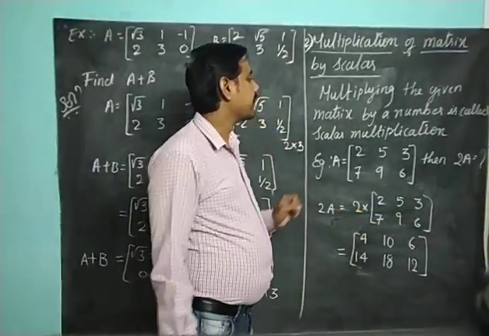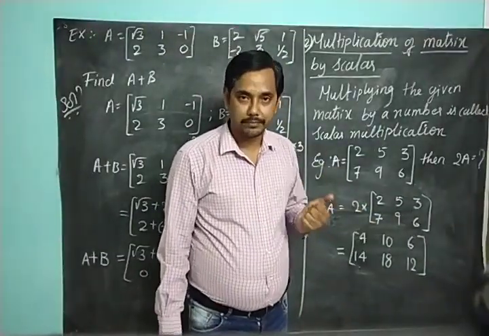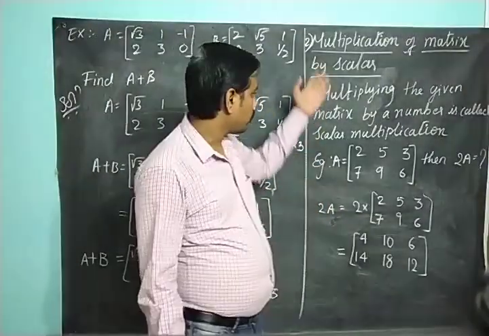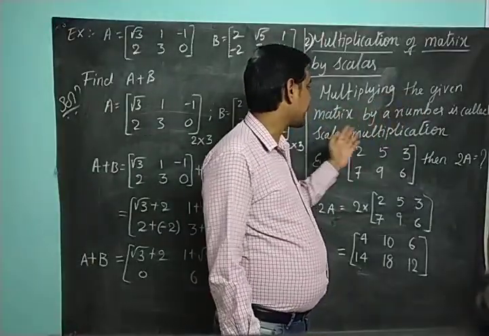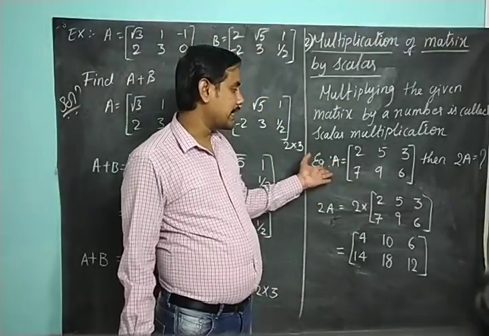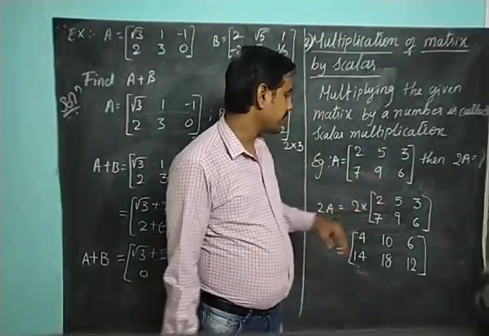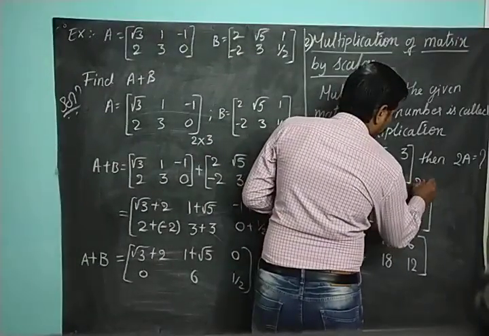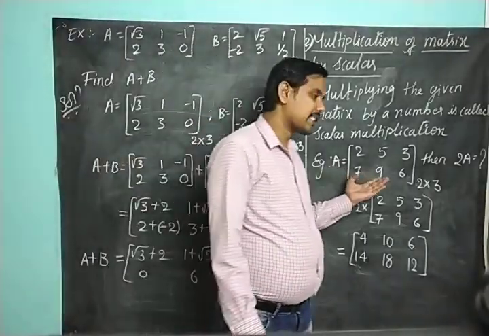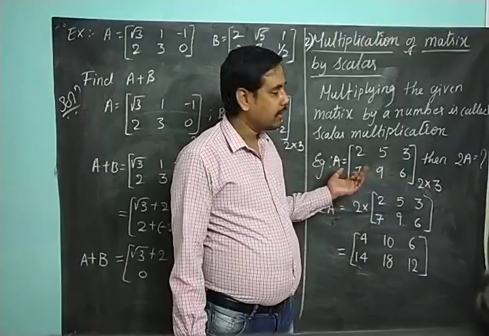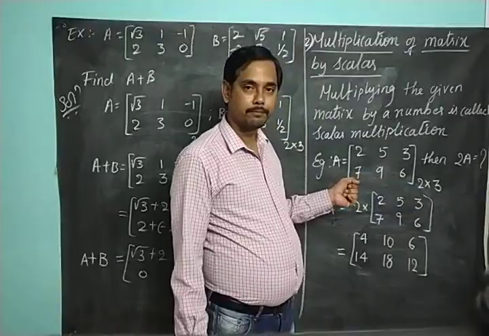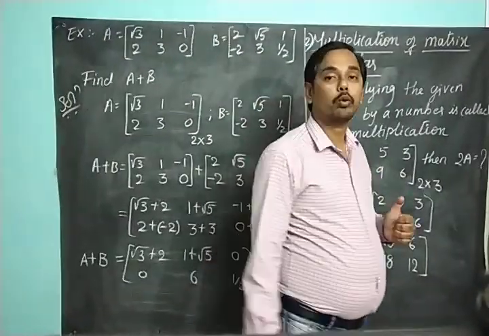So what happens when you multiply a matrix by some number? Multiplying the given matrix by a number is called scalar multiplication. Let us consider an example. Let A be equal to 2, 5, 3, 7, 9, 6. This is a 2 cross 3 matrix. Let us consider the scalar to be 2. What happens if I multiply 2 to this matrix?